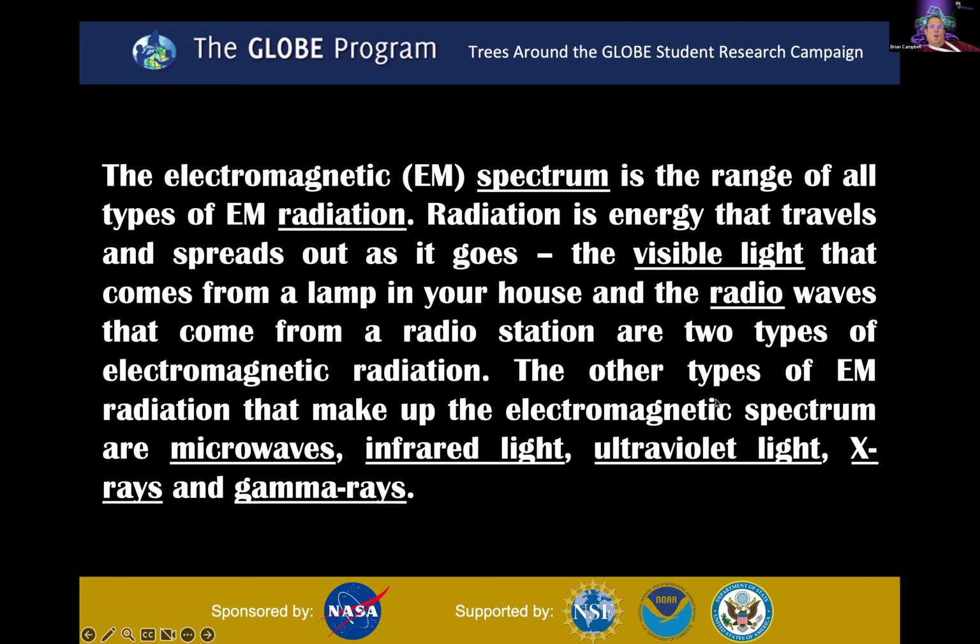Electromagnetic spectrum, here's this big old definition for it, but I'm going to read it because it'll bring us down into the video I'm going to show you next. The electromagnetic, or EM spectrum, is the range of all types of electromagnetic radiation. Radiation is energy that travels and spreads out as it goes. The visible light that comes from a lamp in your house and the radio waves that come from a radio station are two types of electromagnetic radiation. The other types of EM radiation that make up the electromagnetic spectrum are microwaves, infrared light, ultraviolet light, X-rays, and gamma rays. It's kind of the overarching one.